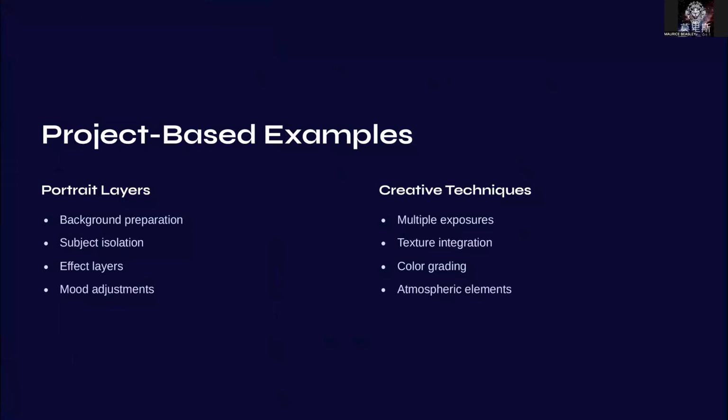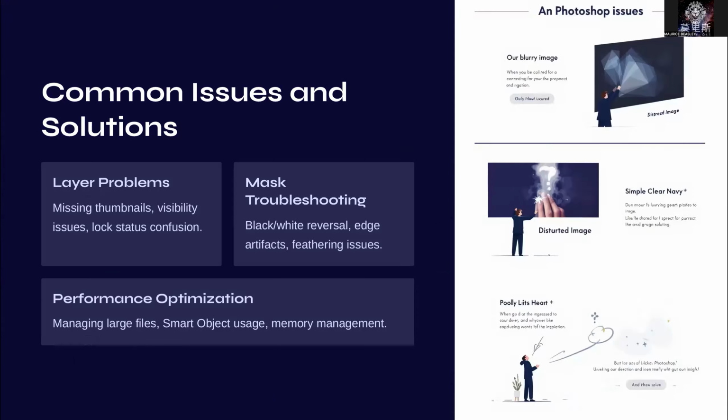Let's see, project-based examples. This is just two different types of projects. Portrait layers, meaning that you're trying to do some photo retouching or color correction. So you would use the layers for these particular purposes. The creative techniques, you want to be more of a painting or drawing type of effect that you're trying to go for. So you would use the different things we're going to talk about to do some of these things. And obviously, the stuff can go back and forth between the different types of projects you would make.